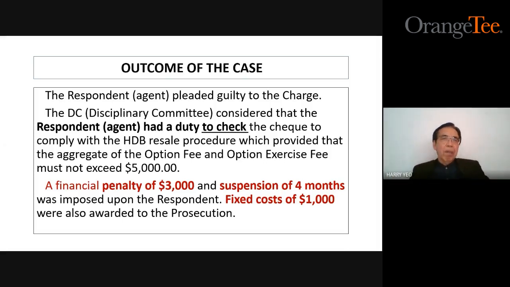Agent, how come you're not competent? Don't you know that under the Code of Ethics, you have a duty to check? You have a fiduciary duty to exercise reasonable care, and you've fallen below the standard of reasonable care. Fine, $3,000, suspended 4 months.